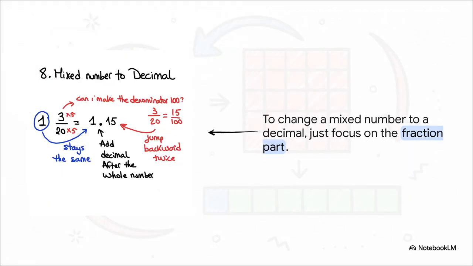And, of course, it works the other way, too. If you have a mixed number, like 3 and 3/20, that whole number 3 just stays right where it is. It's going to be the number in front of the decimal point. Then you just convert the fraction part. For this one, we can use our easy way and turn 3/20 into 15/100, which we know is 0.15. So 3 and 3/20 just becomes 3.15.